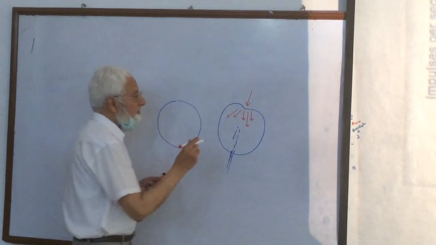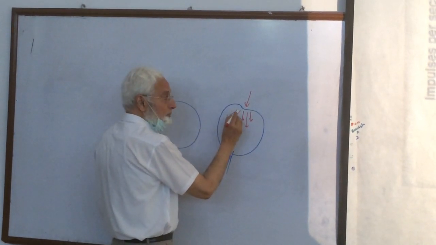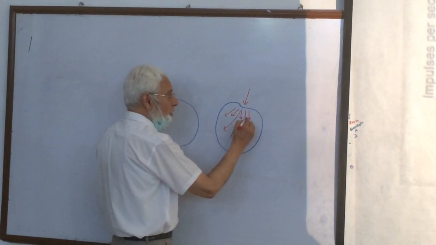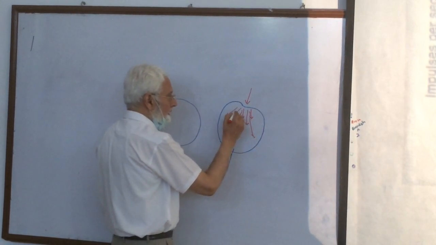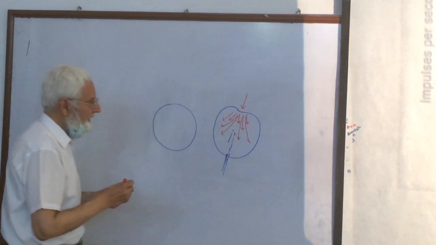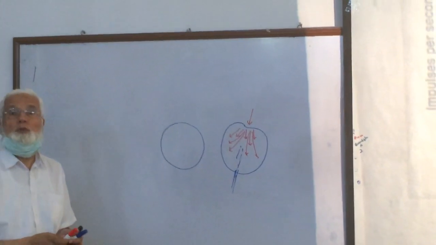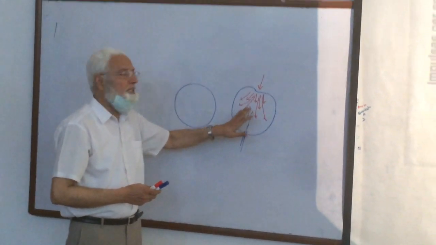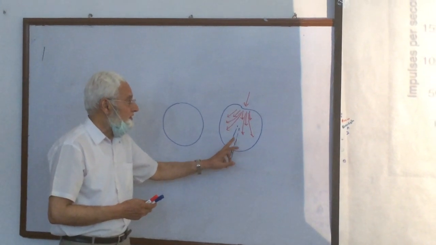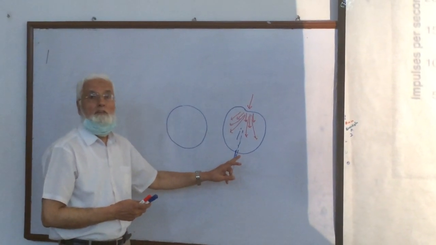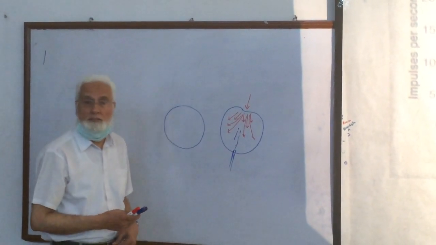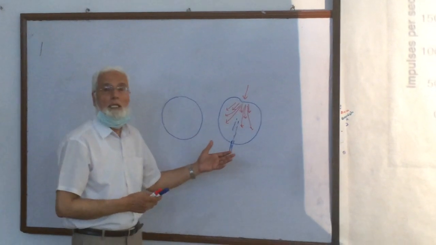But keep in mind, after some time, the pressure inside the corpuscle becomes uniformly distributed. When it becomes uniformly distributed, then the discharge of impulses from the receptor, the Pacinian corpuscle, will decrease. And this is called adaptation.